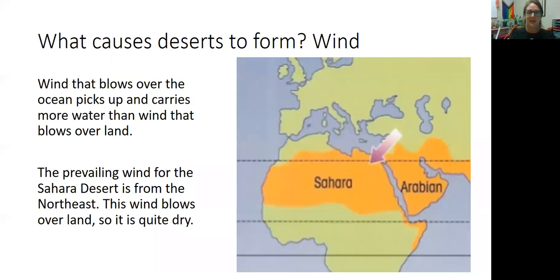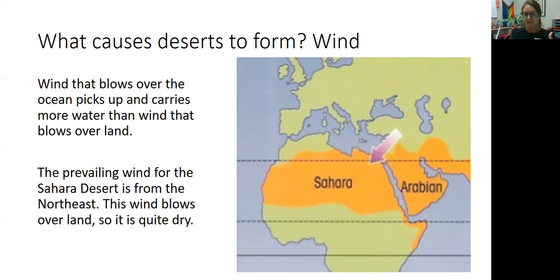All right, finally, wind can also affect where deserts are. We know that wind is constantly blowing along the Earth's surface, and wind can pick up and carry materials like water vapor. So if that wind blows over the ocean, it's going to pick up moisture and carry that to another location. But if the wind blows over dry land, then it's not going to be picking up moisture. So this is one of the reasons why the Sahara Desert is so large and so dry.